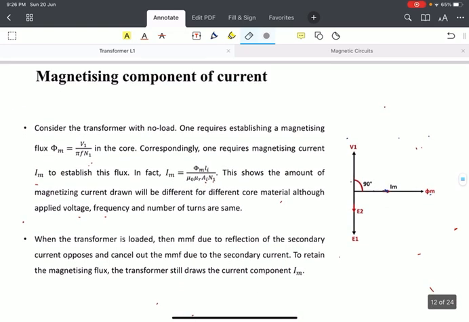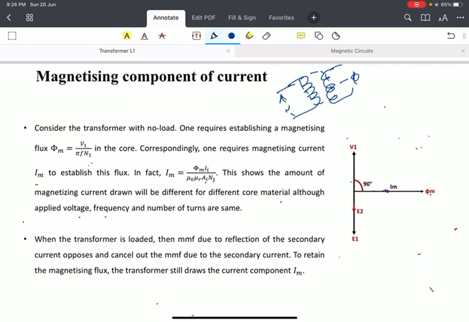When we are exciting the primary of the transformer, we have the primary winding and the secondary winding of the transformer. When the primary winding is excited with a voltage V, a flux will be established in the magnetic path. This established flux phi m links with the secondary winding in order to induce the secondary EMF. That is how a transformer works.